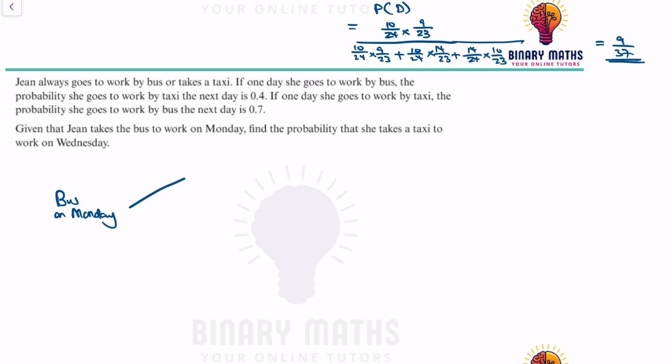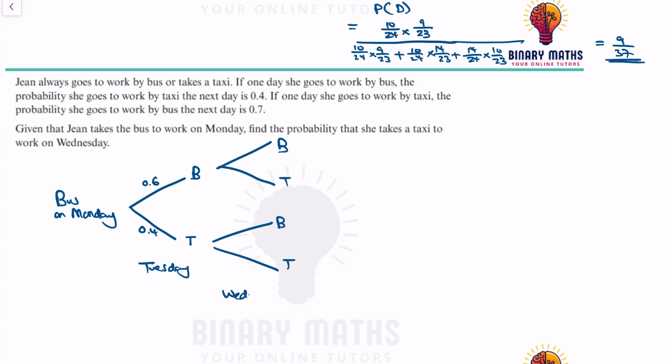Okay, if she takes the bus on Monday, the 2 combinations you end up getting are bus and taxi. So if she takes the bus, the probability that she goes to work by taxi the next day is 0.4. So taxi would be 0.4. And then 1 take 0.4 is 0.6. So the probability of her taking a bus on Tuesday is this. So this is for Tuesday. Now Wednesday, I have to do the same thing again. Bus, taxi, bus, taxi. So this is for Wednesday.